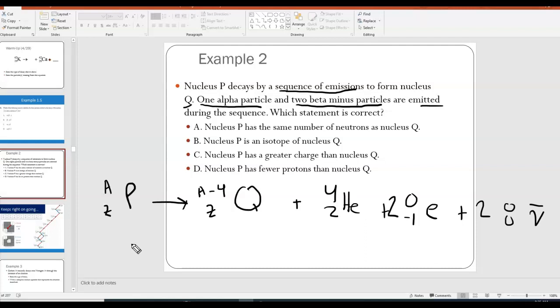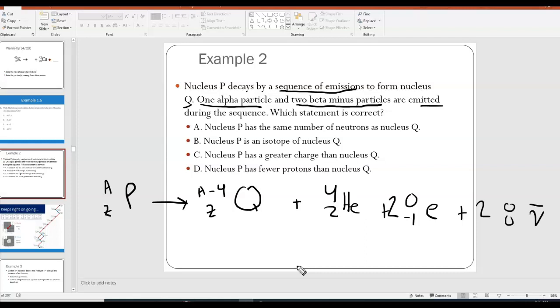Now, I have this equation. How does that help me answer this question? Well, first of all, if they have the same atomic number, then by definition they are the same element. That's what defines an element, the number of protons in that nucleus. If they have the same number of protons, they have to be the same element by definition.